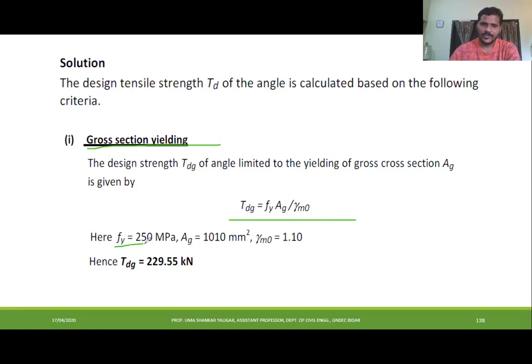Okay, fy is given as 250 MPa. Ag you will get from your steel table. He has given the angle section size, and based on that size you will get this value from your steel table. Gamma m0 for yielding is 1.1. If you substitute all the values, you will get Tdg as 229.55 kilonewton. Okay, this is the design tensile strength due to cross section yielding.